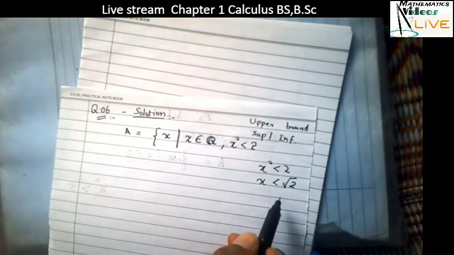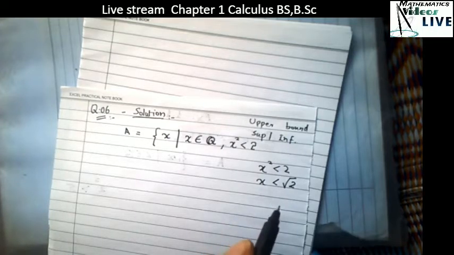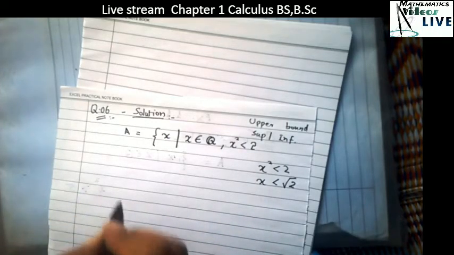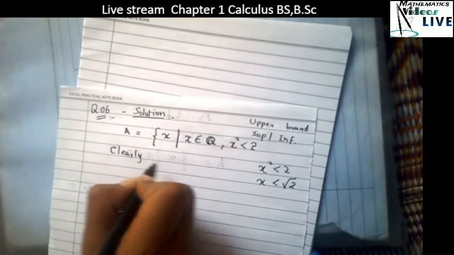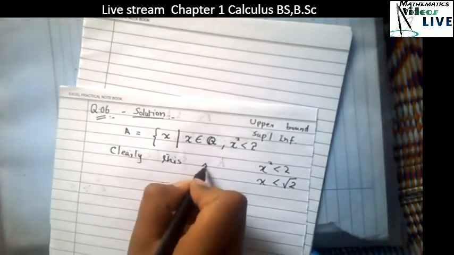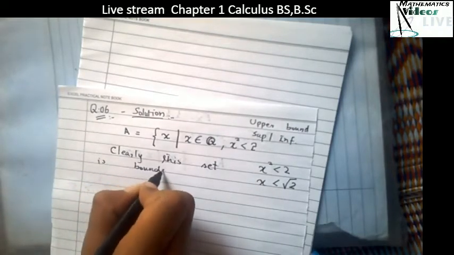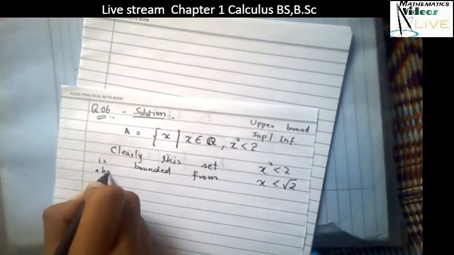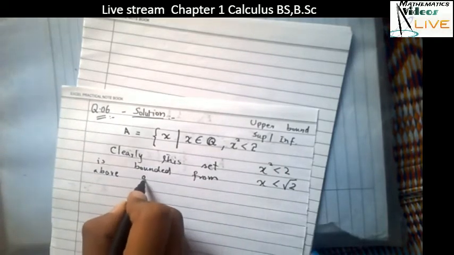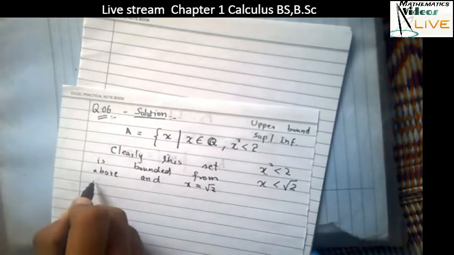This means that square root 2 is clearly an upper bound of this set, and all of the numbers greater than square root 2 are also upper bounds of this set. Therefore, this set is bounded from above. Note that the smallest upper bound is square root 2. Therefore, square root 2 is the supremum. So this set has a supremum.